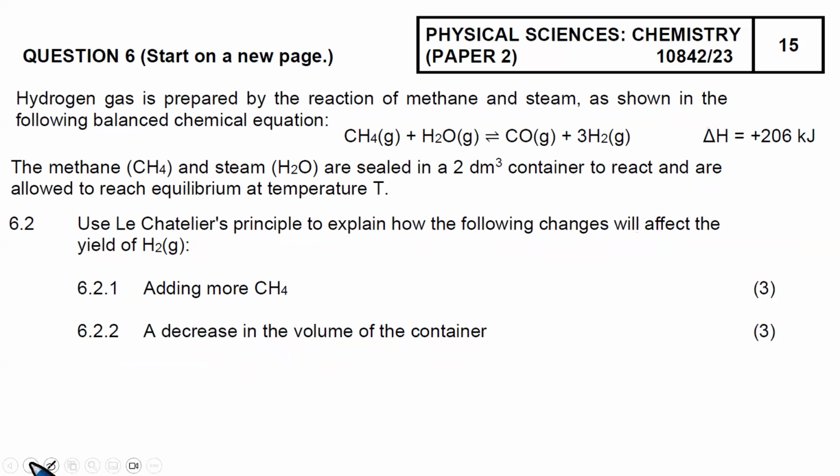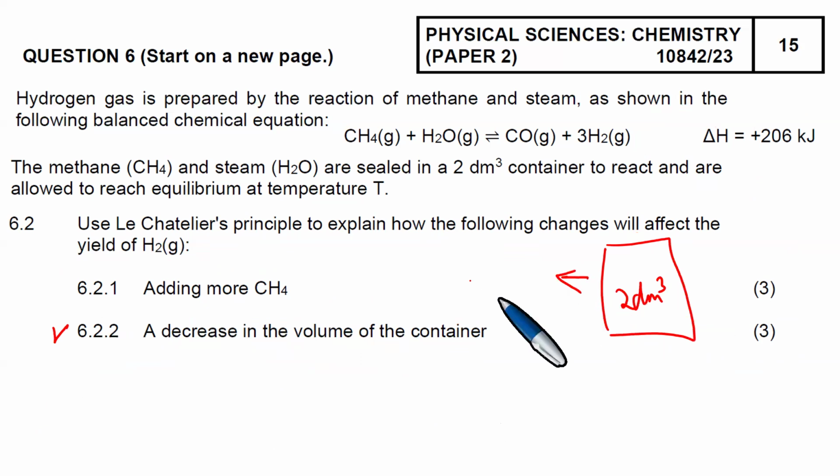Next question. The examiner in 6.2.2 is saying a decrease in the volume of the container. This volume initially is 2 cubic decimeters. And the examiner says, okay, certainly we make it smaller. Maybe we'll make it 1 cubic decimeter. We make it smaller. From the bigger container to a smaller container. And then now the question is how it is going to affect the hydrogen gas? Okay, let us reason together in this case. So we reason in terms of grade 11.